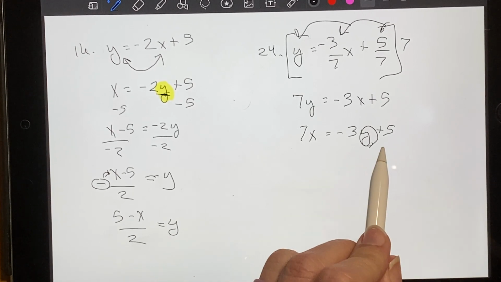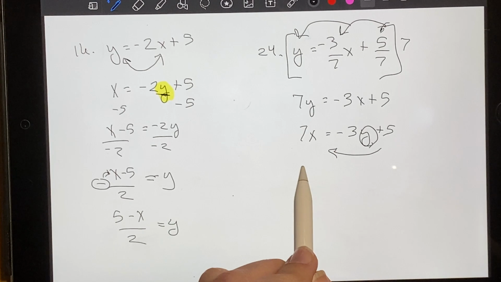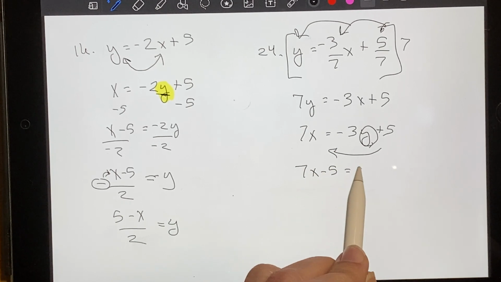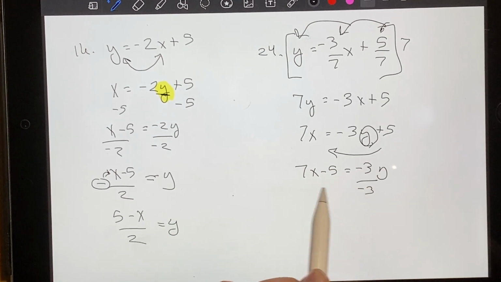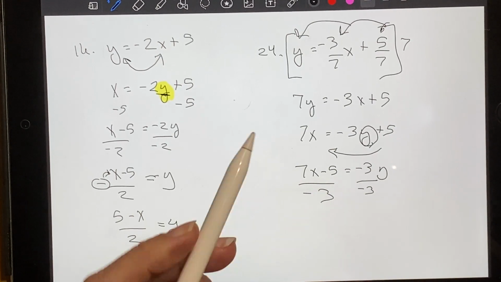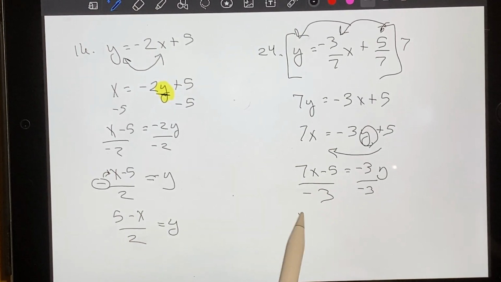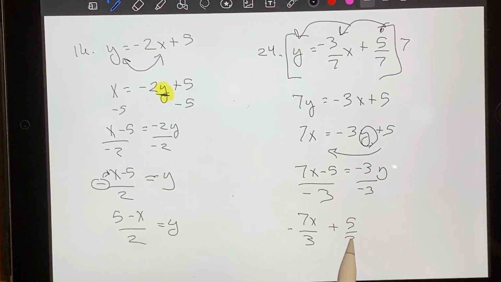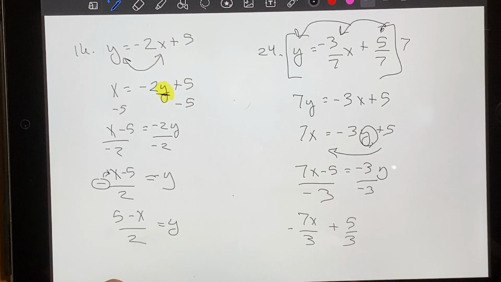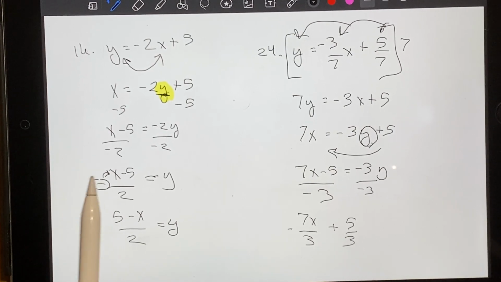So we move our 5 over. When we change sides, we change signs. It's negative 3y, and then divide all by negative 3. You may leave it like that. You may break this out into its individual ones because the denominator goes with both of them. Either way, I'm fine with that. Okay.